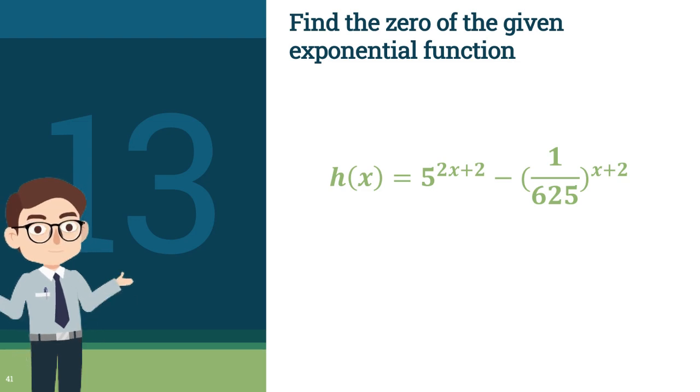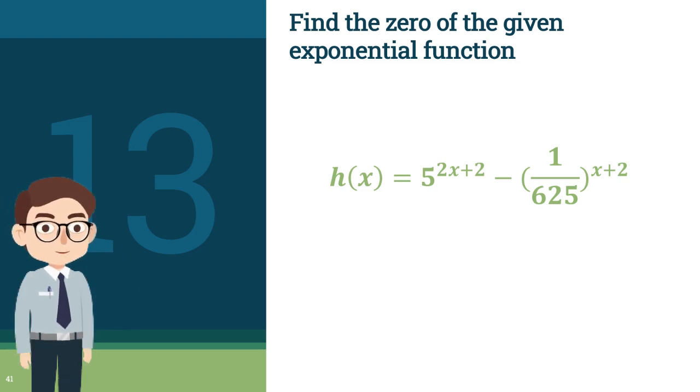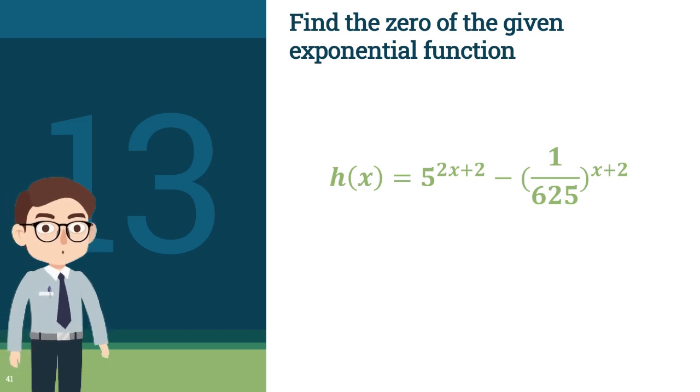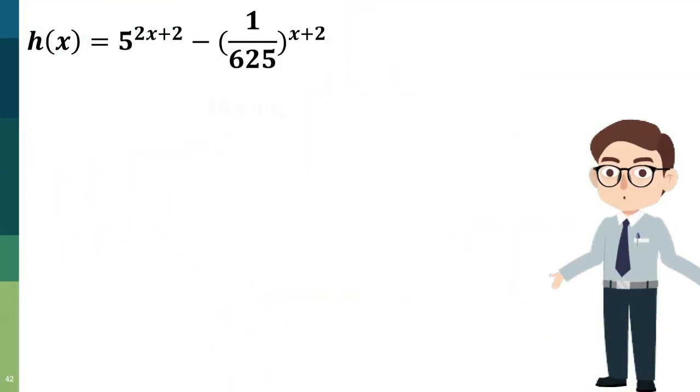Another. Find the zero of the given exponential function h of x is equal to 5 raised to 2x plus 2, minus 1, all over 625 raised to x plus 2. Okay, so again we will equate that to 0.